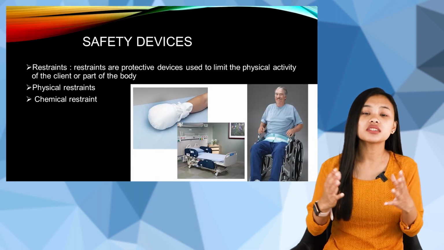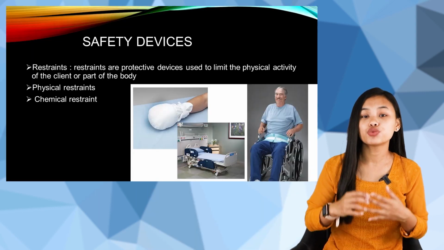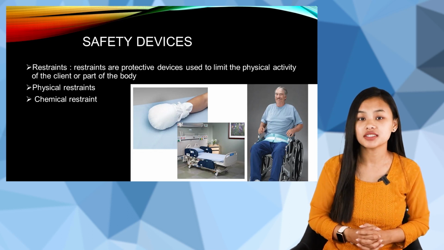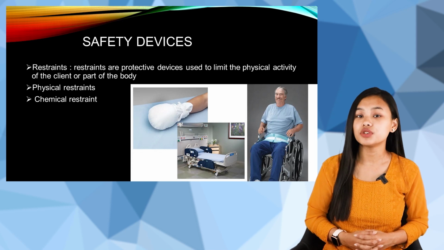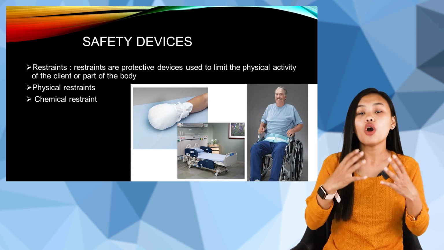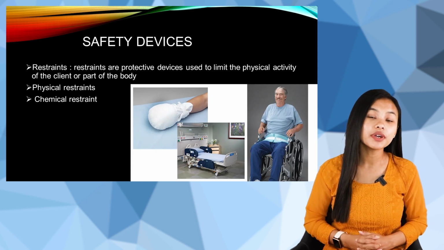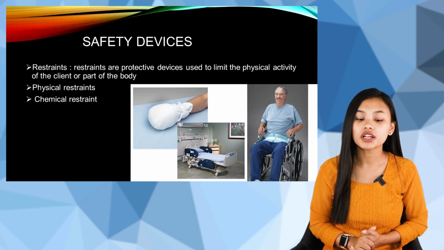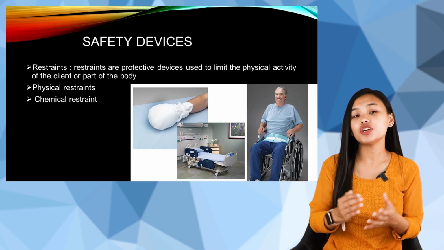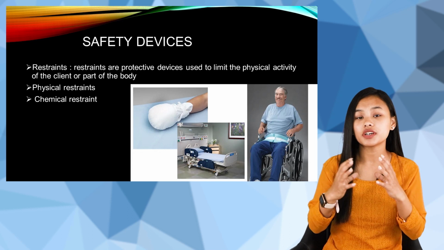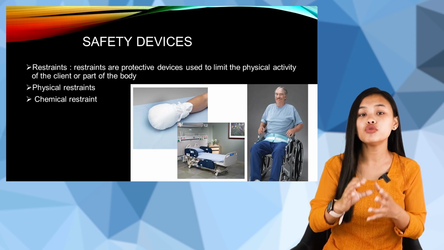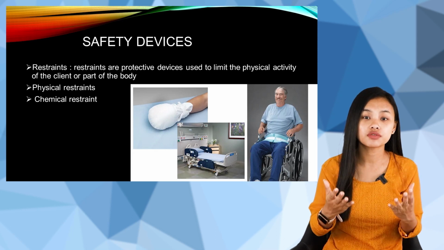So now let us discuss these safety devices which we can use for the client in order to prevent them from any hazards. The first one is the restraint. So what is restraint? Restraints are the protective devices which are used in order to limit the physical activity of the client or even a part of the body of the client. Whenever you need to limit a particular body part from moving, then we can use these restraints.